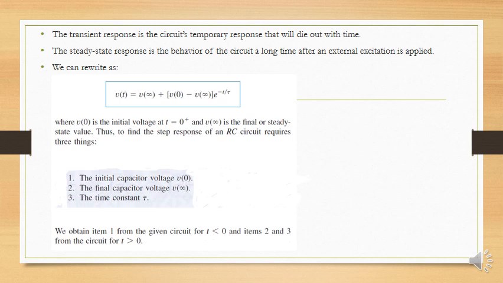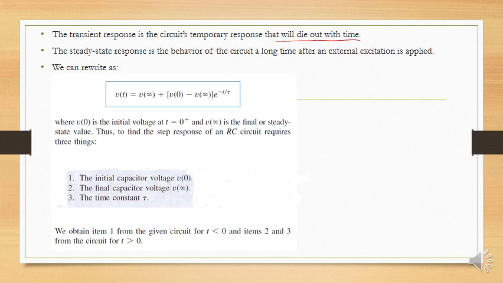The transient response is the circuit's temporary response that will die out with time. These are some terms which you have to memorize, especially for your viva also. Your examiner may ask what is transient response. Transient response, we may call it the initial response, that will die out. When the source is disconnected, it will die out slowly with respect to time.